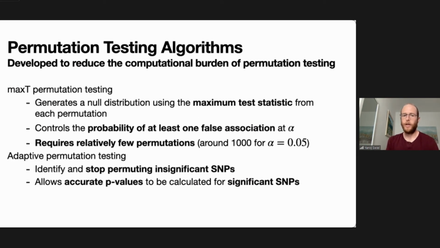Two classes of algorithms have been developed to reduce the computational burden of permutation testing. Max-T permutation testing generates a null distribution using the maximum test statistic from each permutation, which means that relatively few permutations are required to generate a representative null distribution. Adaptive permutation testing identifies and stops permuting insignificant SNPs, which allows accurate p-values to be calculated for significant SNPs. Although these algorithms have alleviated some of the computational burden of GWAS permutation testing, there is a need for a permutation testing accelerator, as the computational cost for modern GWASs remains significantly high.